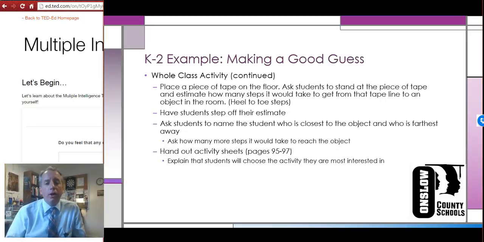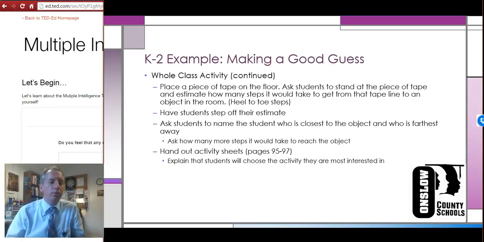And then we're going to try a different kind. So we've kind of done this visual estimate, right? And now we're going to do more of a bodily kinesthetic kind of estimate, right? So we're going to put a piece of tape on the floor. We're going to have students stand at that tape line and estimate how many steps is it going to take me to get to the other side of the room. So again, something that the vast majority of kids are going to engage in and be interested in.